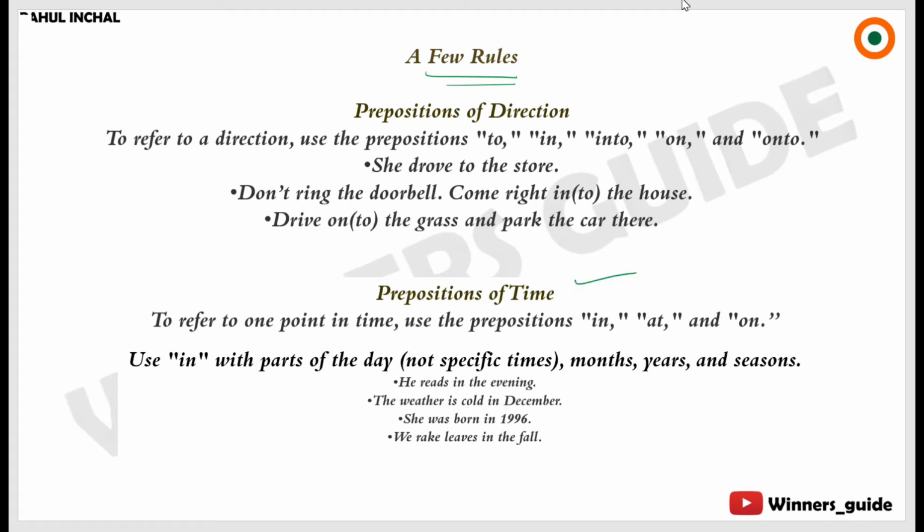To refer to one point in time, use the prepositions in, at, and on. Remember, to refer to one point in time. Use in with parts of the day, months, years, and seasons, not specific times. For example, he reads in the evening. The weather is cold in December. She was born in 1996. We rake leaves in the fall.